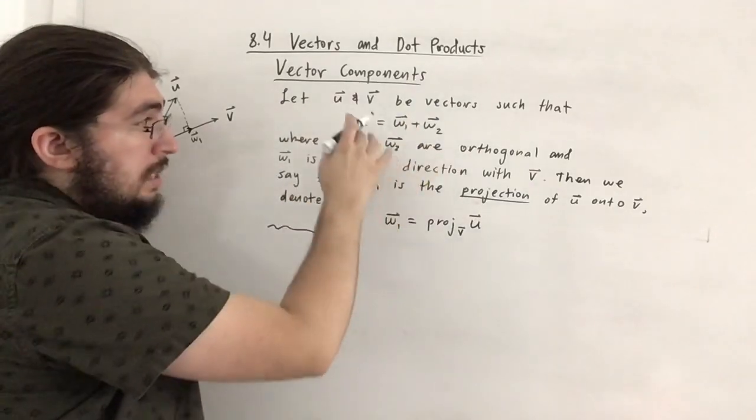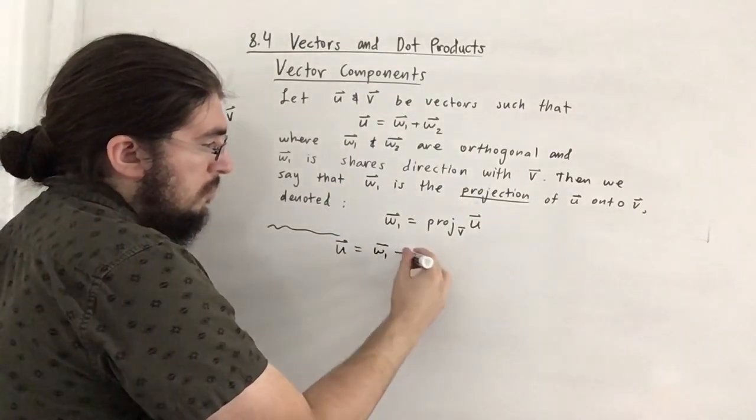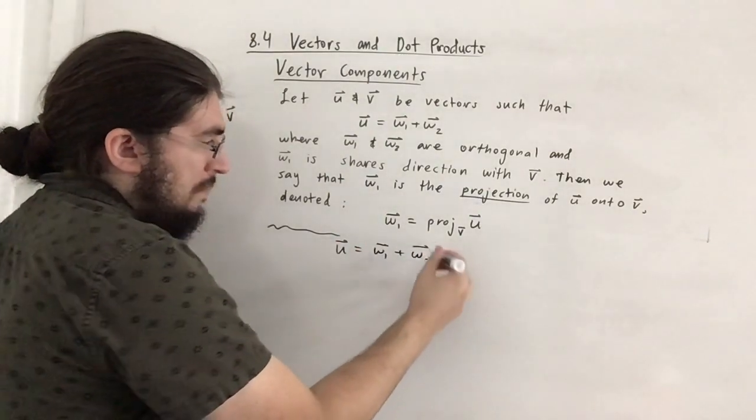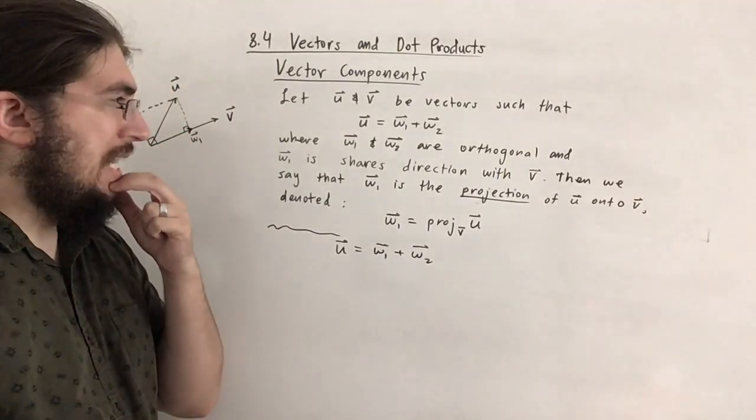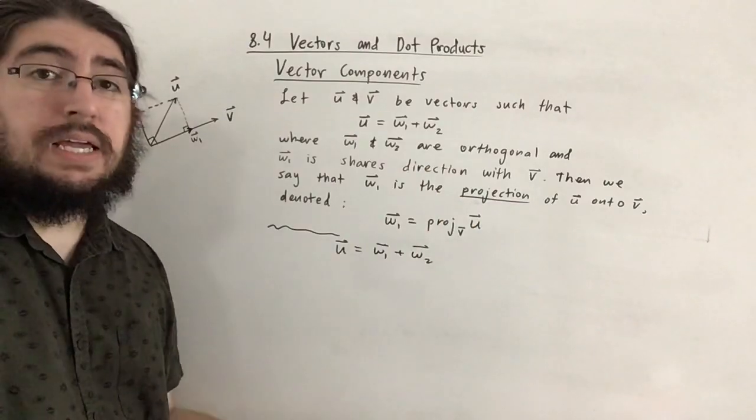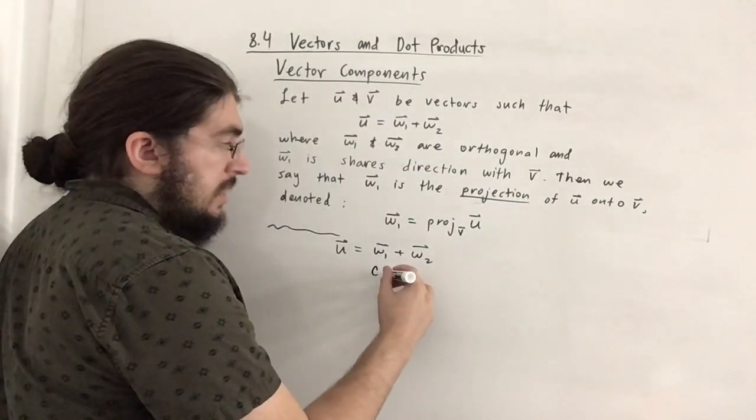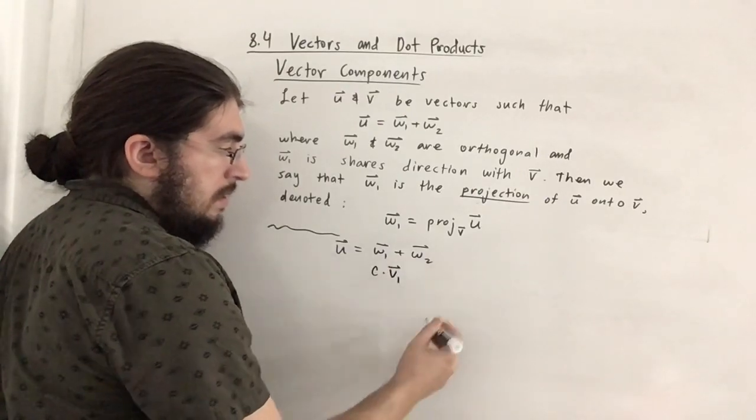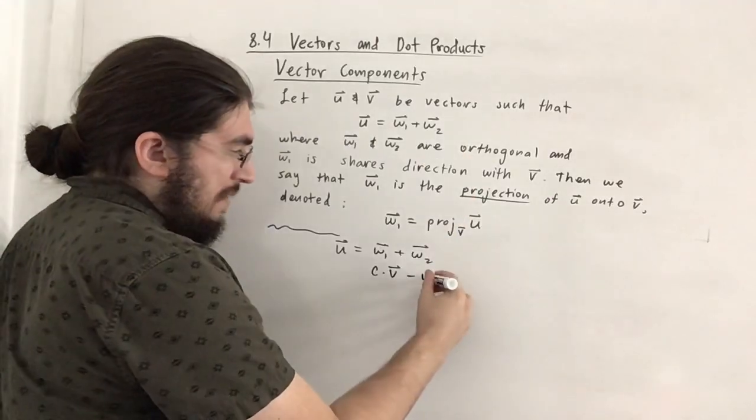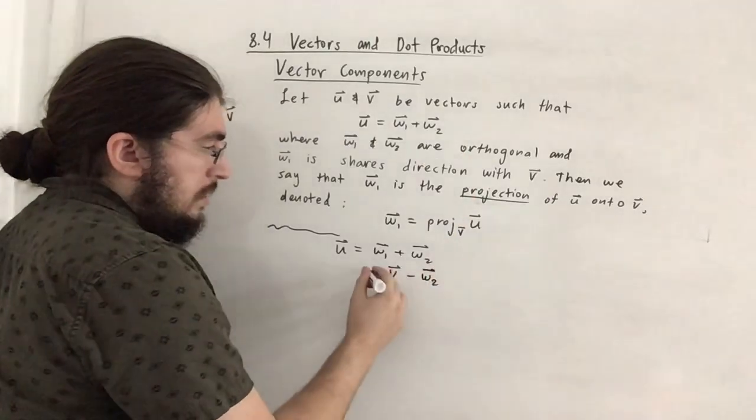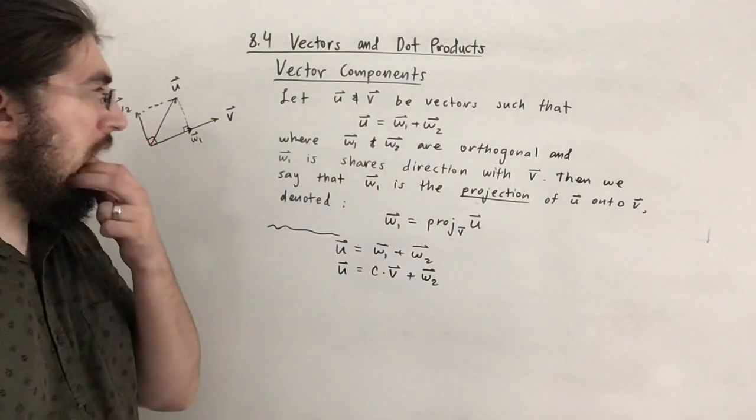So now u is equal to w1 plus w2, so let me write that. U is equal to w1 plus w2, and, well, w1 is what? w1 shares direction with v. That means there exists some scalar c such that w1 is equal to c times v. Great. So far this is what we have. Now what? Well, let's see.